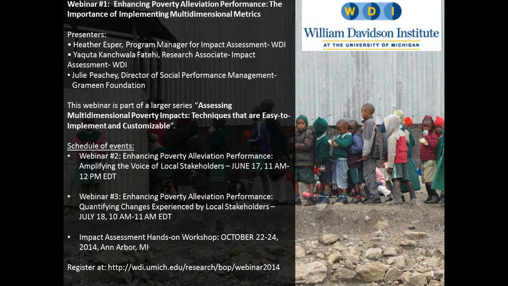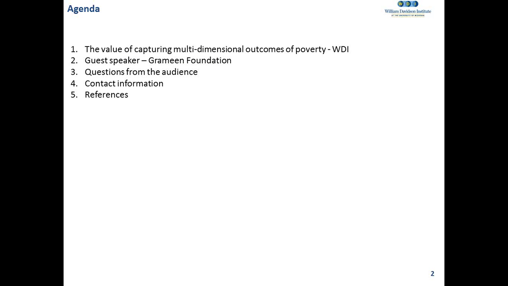If we go to the next slide, briefly, today's agenda will start with Heather and Yaquta discussing multidimensional outcomes of poverty reduction programs, and then Julie from Grameen will talk about poverty metrics. The last 15 to 20 minutes will be dedicated to answering questions from the audience. So remember to type in your questions and send them using the dialog box on your screen.